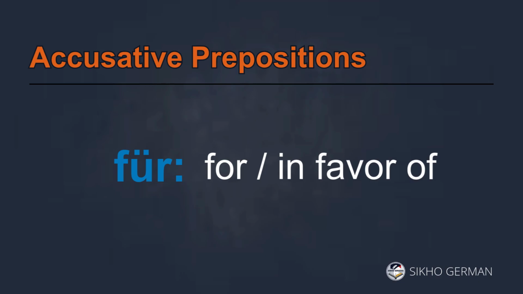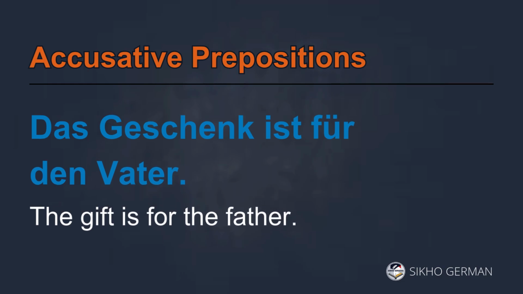Next is für, for or in favor of. Das Geschenk ist für den Vater. The gift is for the father. The masculine noun der Vater becomes den Vater in the accusative after für. The gift is intended for the father. That's why we use the accusative.